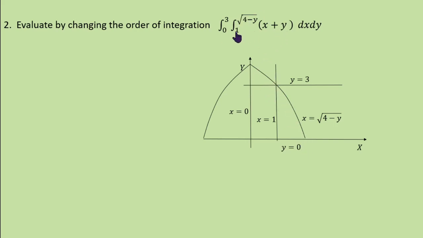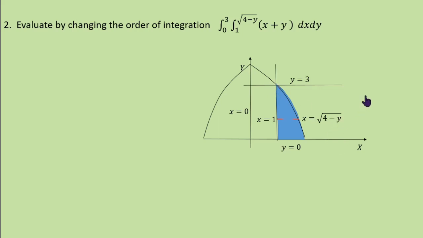So what is the given area? We integrate x plus y in this area. That means y varies from 0 to 3, and for each y, x varies from 1 to root 4 minus y. This is the given area. Now when you are going to change the order, this is actually how it covers: for each y, x varies from 1 to root 4 minus y.